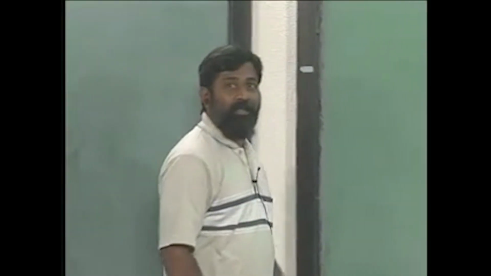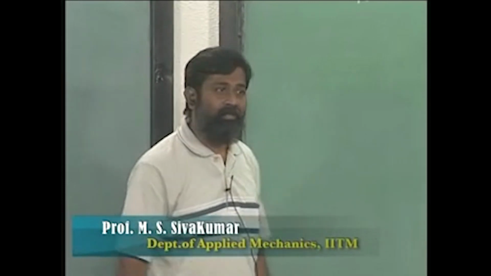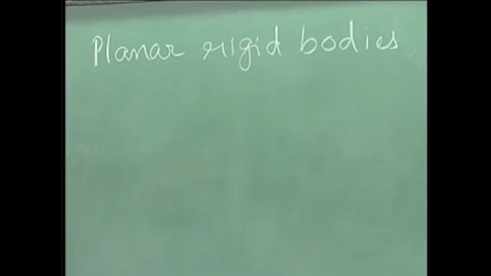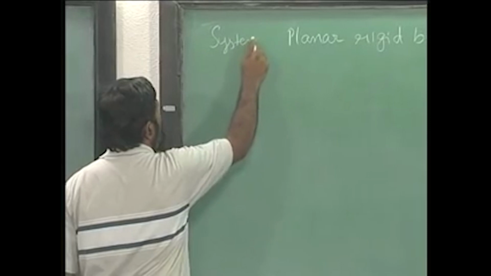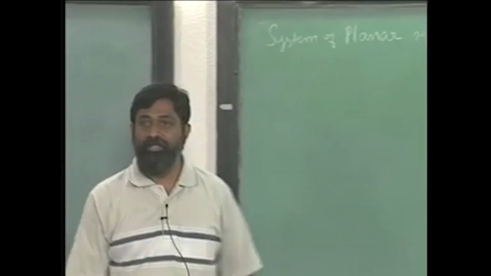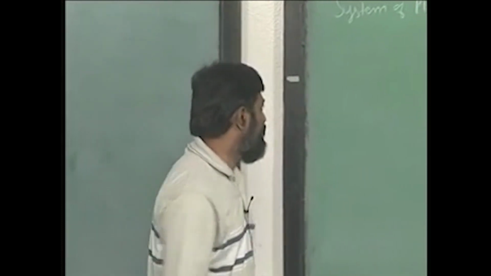Now let us look at a little more complexity in it. We looked at one single rigid body earlier. Now if I have a look at a system of planar rigid bodies, how do I find out the total number of degrees of freedom? Well, that is very simple.